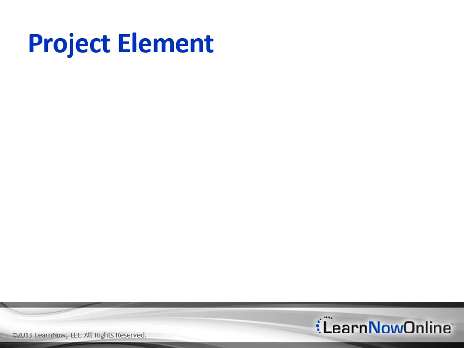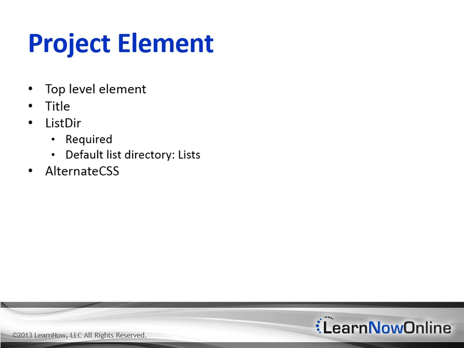The root element of every Onet.xml file is project. Its attributes are title. That's basically just the default name for sites that use the definition. It's required. ListDir, that's the parent URL of lists created on the site, and that's required. So pretty much you'll never want to change that. Just always leave the default list directory to be lists, because that's how pretty much every single site in SharePoint works.